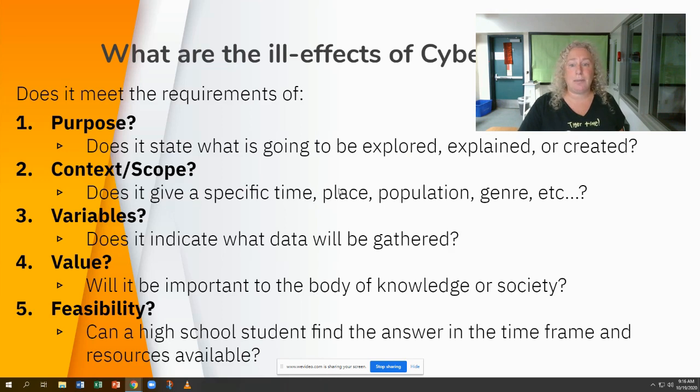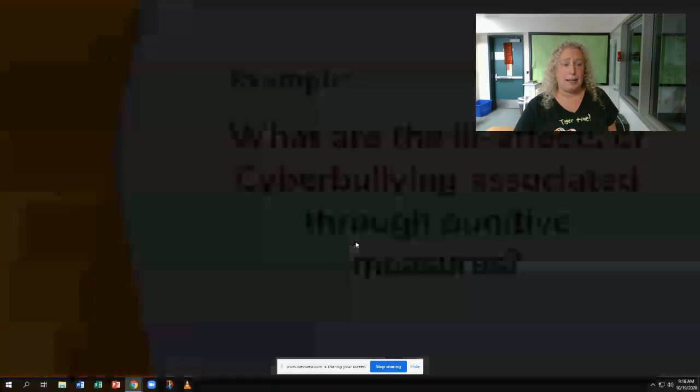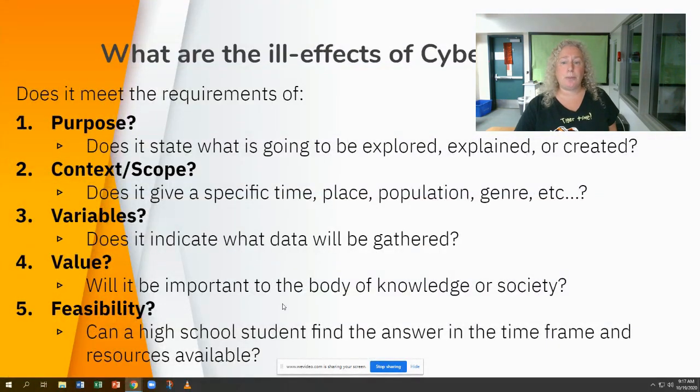Does it give us a specific time, place, population, or genre? Not really. Does it indicate what data will be gathered? Well, the ill effects of cyberbullying, I guess, is kind of the data. That's pretty broad data. Is it important to the body of knowledge or society? Well, yeah, it's important. Anything with ill effects is going to be important, right? If it's causing ill effects, that's going to be important. But feasibility: can a high school student find the answer in the time frame and resources available?